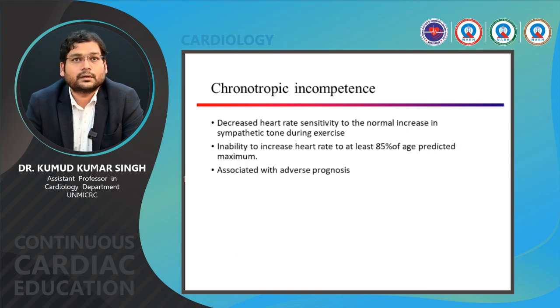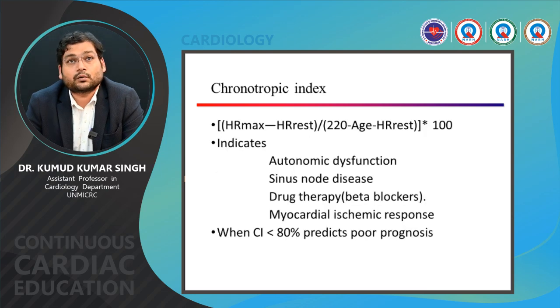What is chronotropic incompetence? There is a decreased heart rate sensitivity to the normal increase in the sympathetic tone during exercise. It is the inability to increase heart rate to at least 85% of age predicted maximum, and it is associated with adverse prognosis. What is chronotropic index?